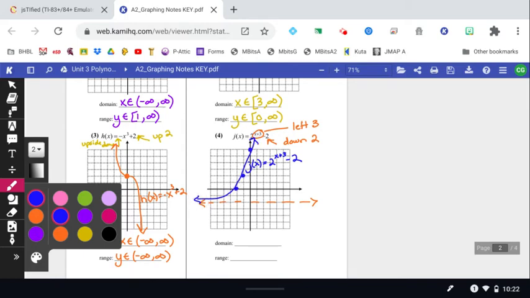All right, so my domain for this function, x is an element of all real numbers, so negative infinity to infinity. My y's though, right, my bottom bound there was negative 2. Notice it's not including negative 2 all the way to infinity.